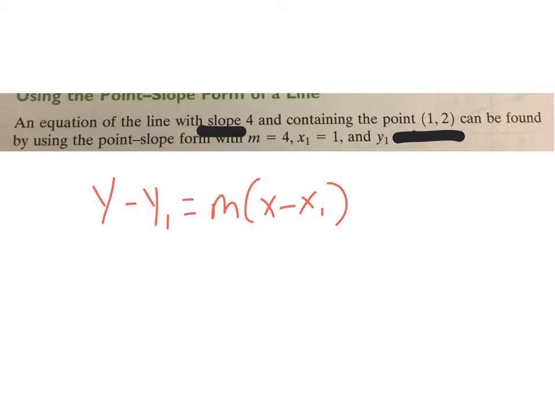So this (1, 2), remember the 1 is my x1, the 2 is my y1. So this is y minus y1, which is 2, equals m, which is the slope, that's 4, times x minus x1, which is 1. Now, is this an equation? Yes, because it has an equal sign. So is this an equation for the line? Yes, so you can stop right there.